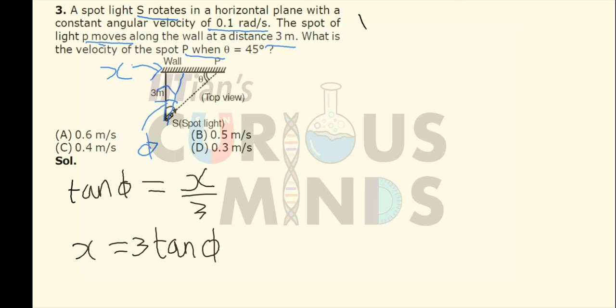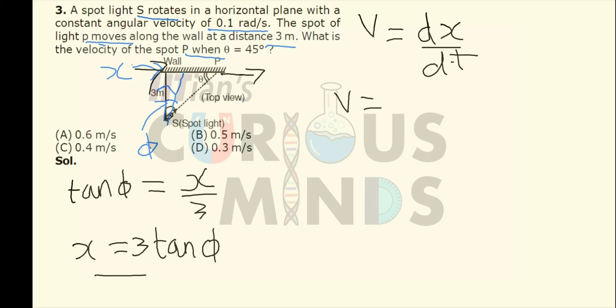So the velocity of the point P can be written as dx divided by dt, because the spotlight moves in this direction and the x is also traced in the same direction. So basically v is equal to dx by dt. So velocity we have to find out. Dx by dt, I have to differentiate this part.